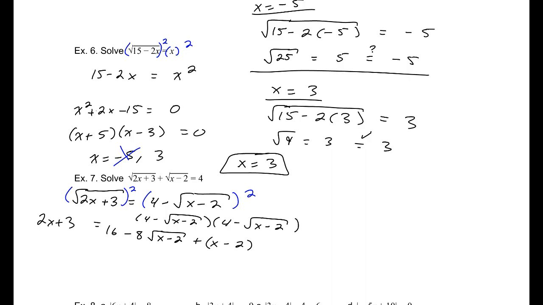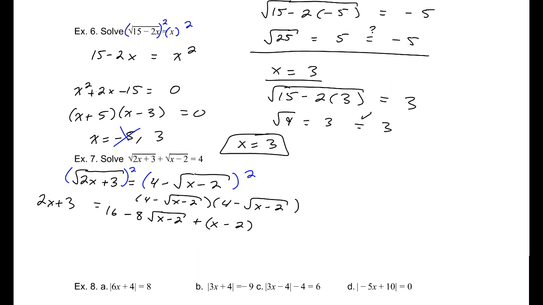We've still got a radical in this, so we're going to rearrange this. I'm going to move everything to the left side except for that square root. If we subtract an x, that will be an x. Subtracting, well, the 16 and the 2 means 14, so we're subtracting 14. So minus 11 equals negative 8 square root of x minus 2.